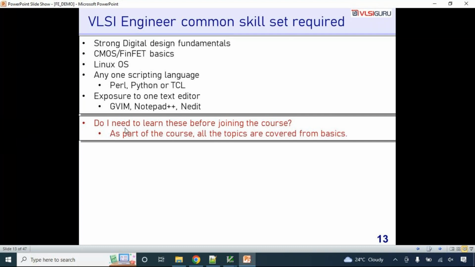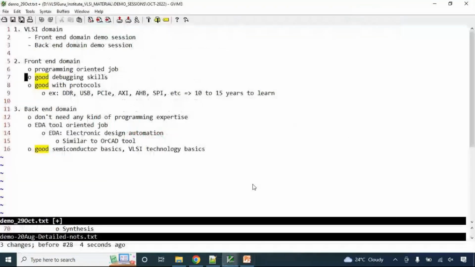Now the question is... Yes, sir. Between a front-end engineer and a back-end engineer, which has more opportunities in terms of career growth or salary package? Okay, I'll tell you. Front end and back end engineer, domain, scope, salary and growth.